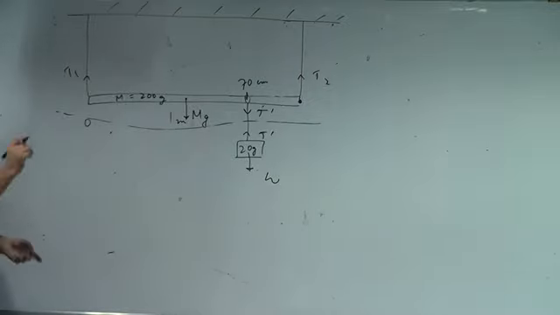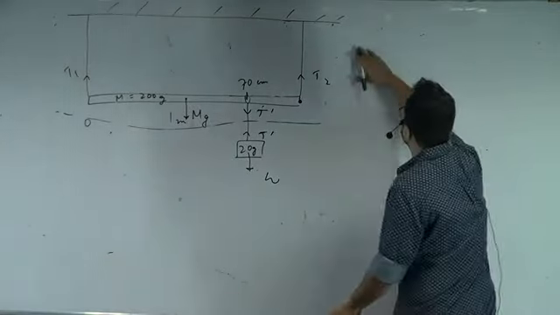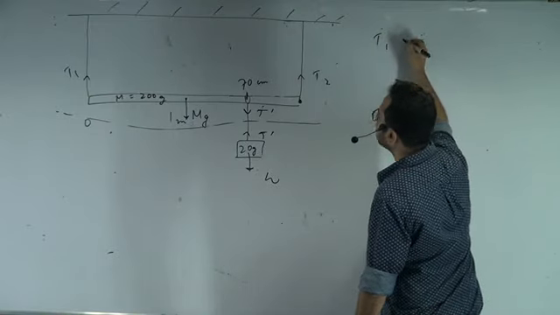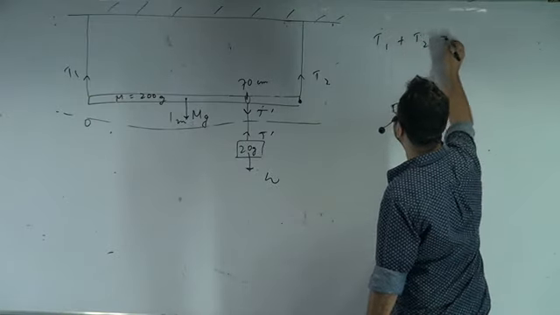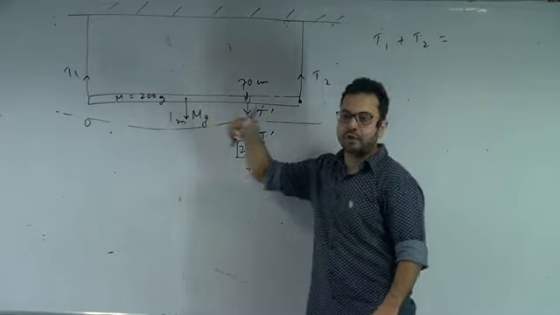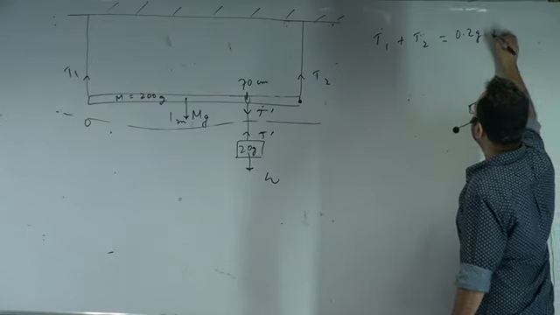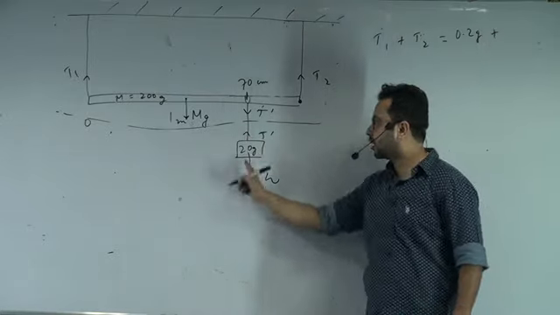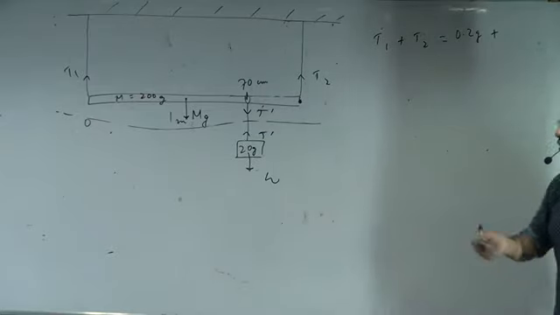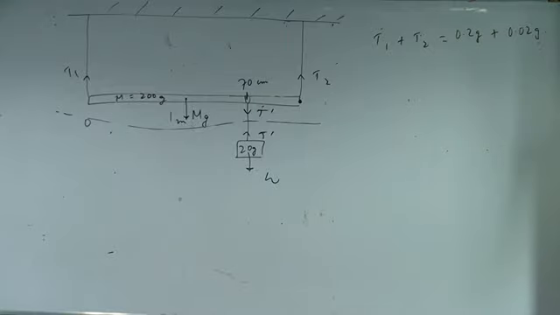Okay, now let's write the equation. So first of all, let's write the equation for vertical equilibrium. So everything is in vertical equilibrium, so that will be equal to T1 plus T2, the upward forces, equal to 0.2 into G, plus iska weight. How much is that weight? 0.02 into G. Is that correct? That will be equation number 1.